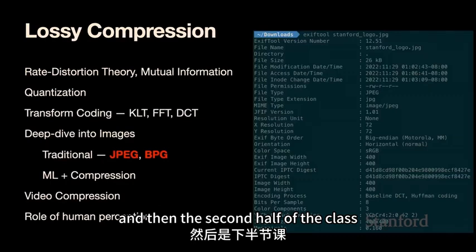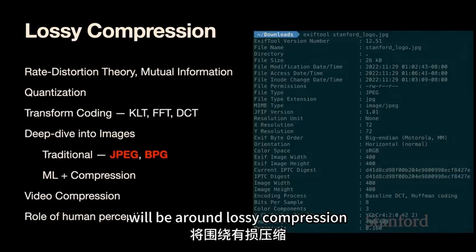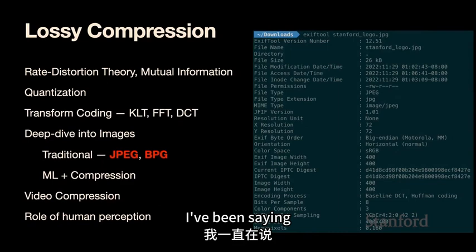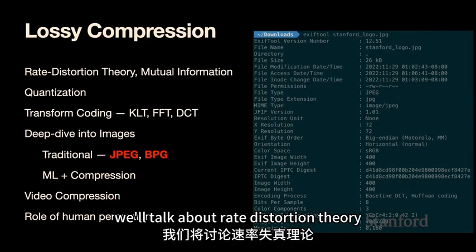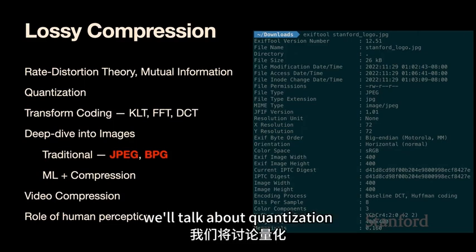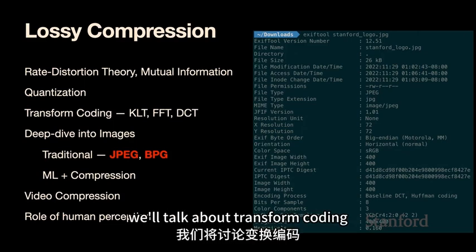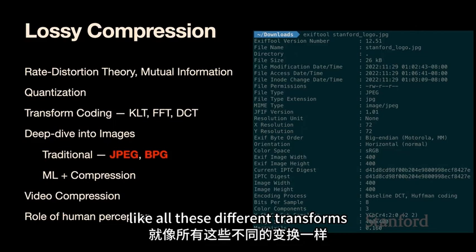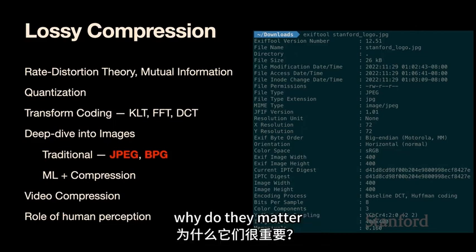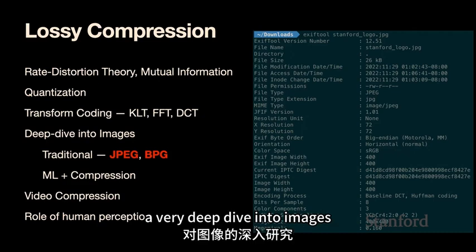And then the second half of the class will be around lossy compression, where, like I've been saying for some time, we'll talk about rate distortion theory and mutual information. We'll talk about quantization. We'll talk about transform coding, all these different transforms. Why do they show up? Why do they matter?